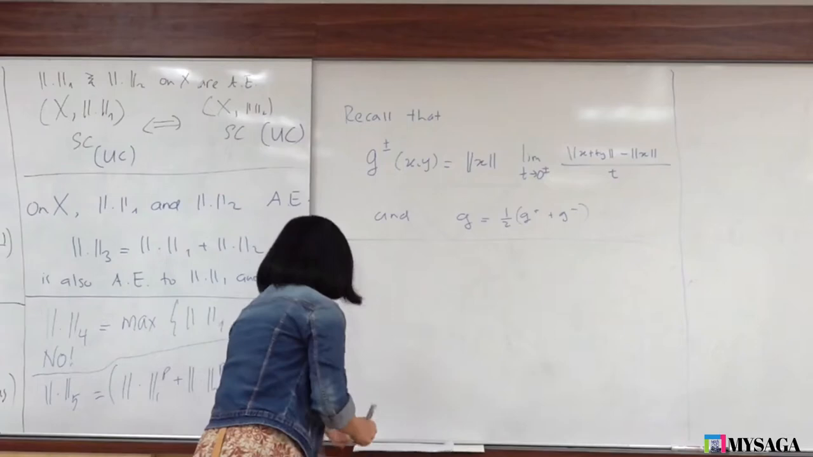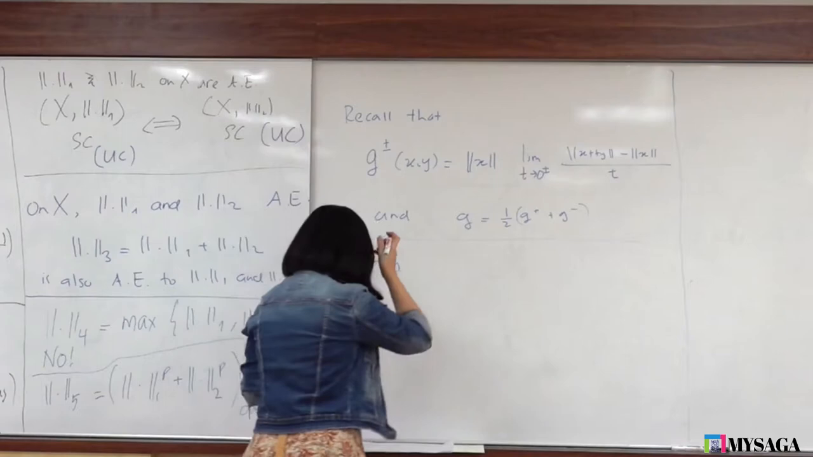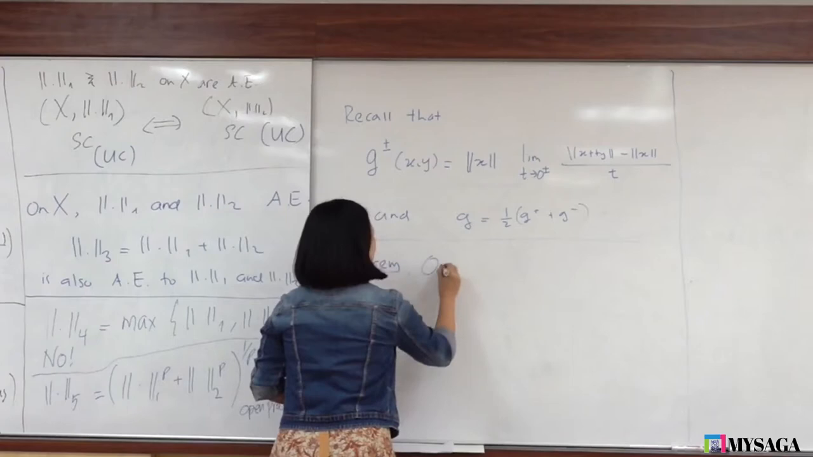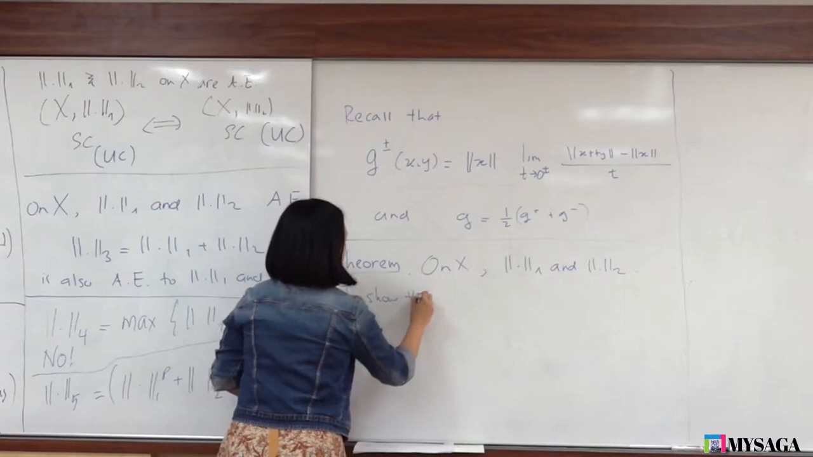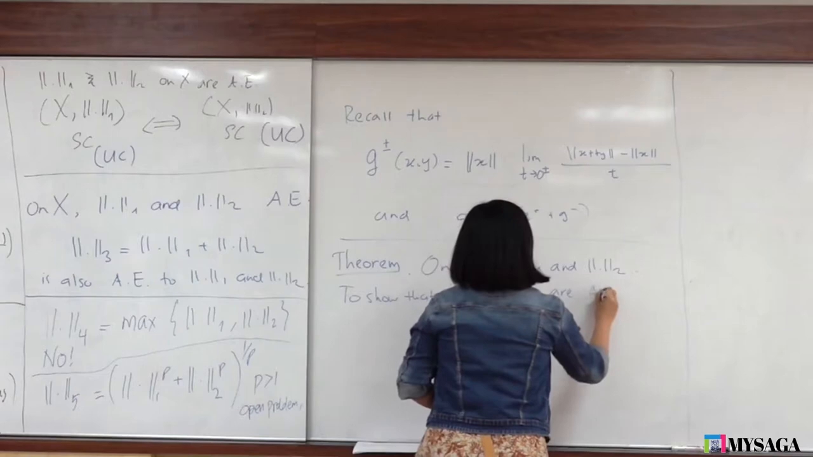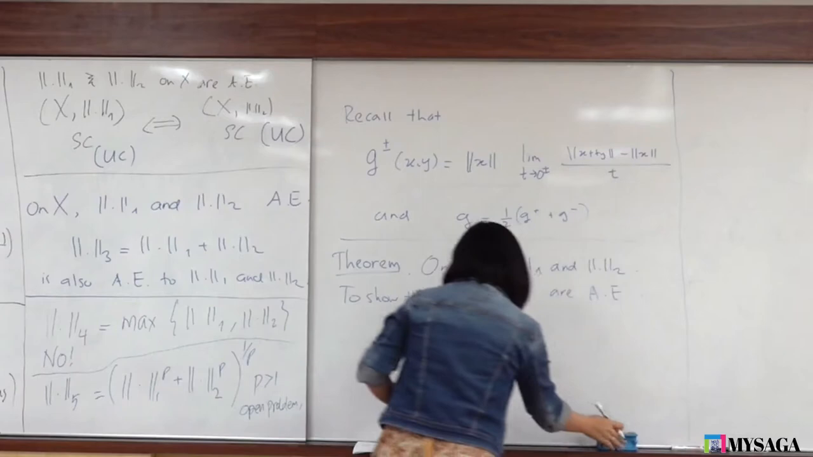Turns out, we're able to show the following, so theorem. This is a very nice theorem in my opinion, in one sense, and not very nice in another sense, and I will explain why. Okay, so on X, again we have the 1 and 2 norms. To show that, I'll say both norms are angularly equivalent, let's say that, with constant c, maybe.